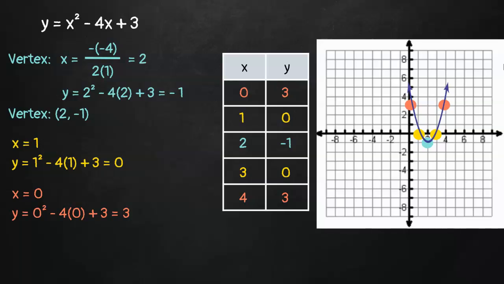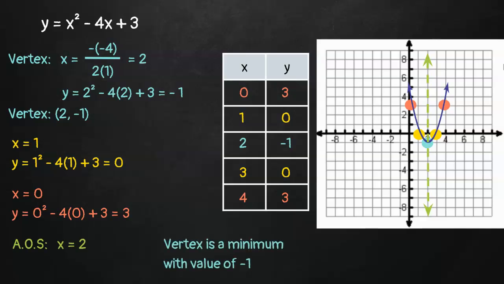Now, my axis of symmetry, again, will be that vertical line that would fold your parabola in half, almost like a piece of paper. So right around that vertex, when your x is 2, that's where your axis of symmetry is, right along that vertical line. And that vertex is a minimum of that parabola because it is the lowest point and it has a value of -1.